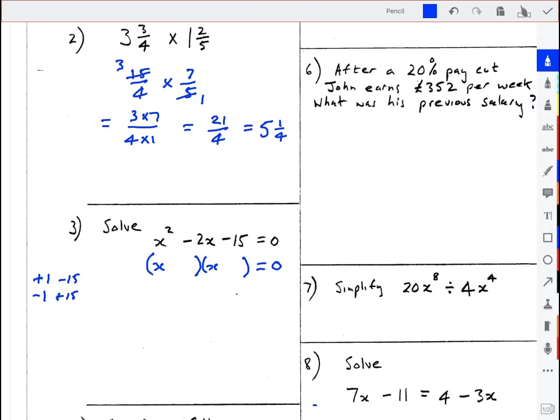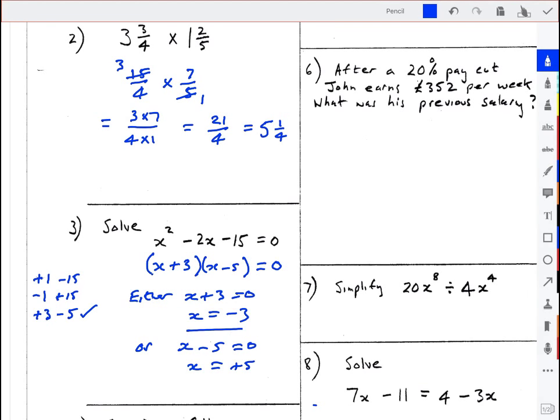2 doesn't go into 15, but 3 does. Plus 3 times minus 5, that gives us minus 2 when we add them together, so that's the pair that we want. So it should be (x + 3)(x − 5). Now if two brackets multiply to 0, one of them must be 0. So we can say either x plus 3 equals 0, in which case x equals minus 3, that's one answer, or x minus 5 equals 0, in which case x equals plus 5 or 5.